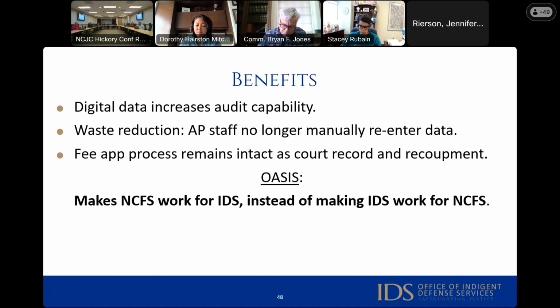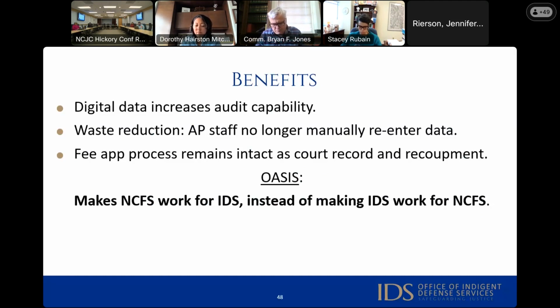Digital data increases our audit capability. Waste reduction and AP staff will no longer have to manually re-enter data. FIAP processes remain intact, and the FIAPs remain the court record, and they remain in process for recoupment purposes. We'll be talking a little bit more about recoupment in our setup debt update later, but the FIAP does more than just provide the payment vehicle to the attorney. They are also the court record, and they also provide the recoupment vehicle.